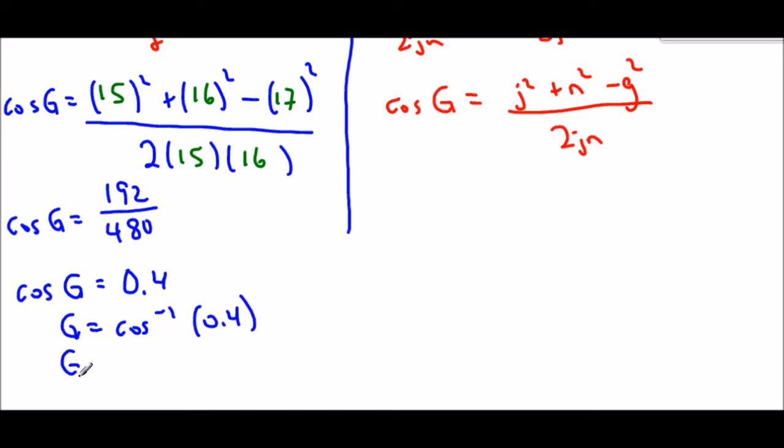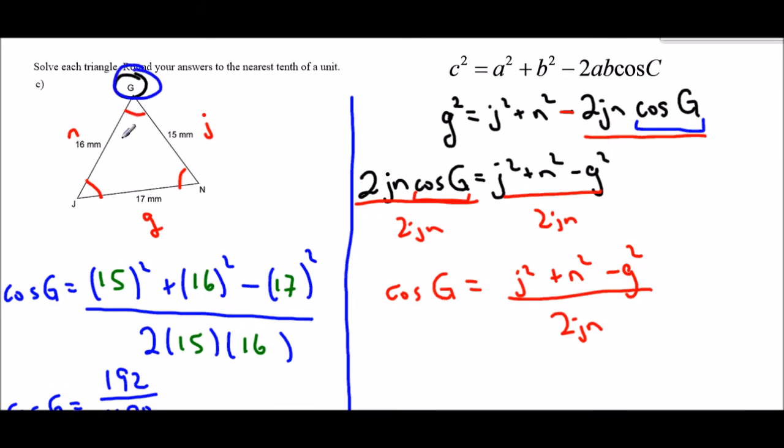And now I just double check my calculator's in degree mode. Ooh, and it wasn't. Good thing I checked. So if I do second function cosine on 0.4, I get that angle G is 66.4 degrees. So now I know that angle G is 66.4 degrees, and I can use that information to help me find the rest. So let me just clear the page a little bit.